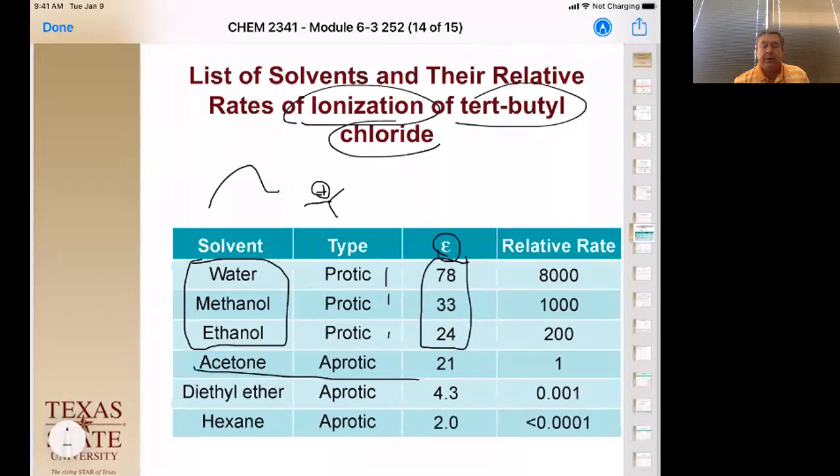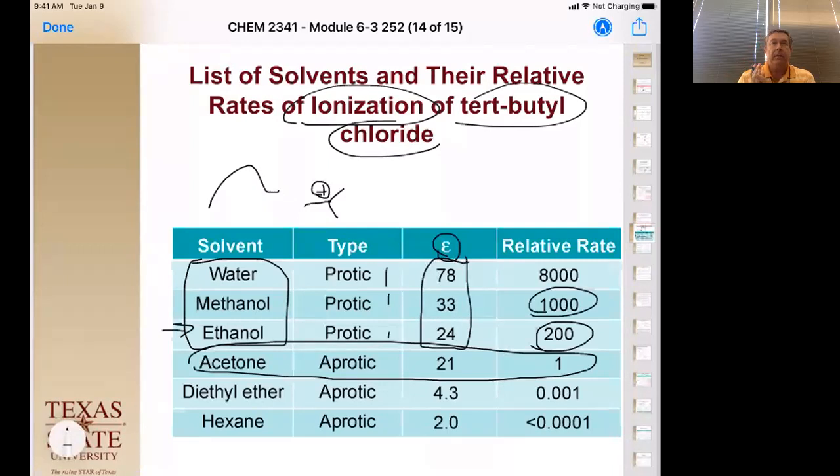So we're looking at that relative reactivity. If we did it in acetone, we call that 1, and say it took an hour for 20% of the substrate to convert. Well, it'd be 200 times faster in ethanol. But it would be 1,000 times faster in methanol because it's more polar than the ethanol, and it'd be 8,000 times faster in water, which is the most polar of the set. So you can think about this as a relative trend in polarity. The higher the number, the more polar the molecule.